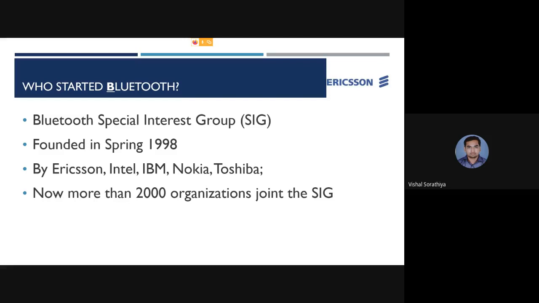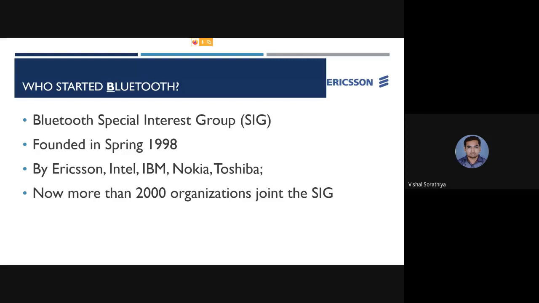So Bluetooth started with the Bluetooth Special Interest Group (SIG), which was founded in 1998. There might be some of you who were born at that time. It was founded by Ericsson, Intel, IBM, Nokia, and Toshiba. So these are the original allies, this alliance of five or six companies who started to develop one technology named Bluetooth. And now more than 2,000 organizations have joined the SIG group.